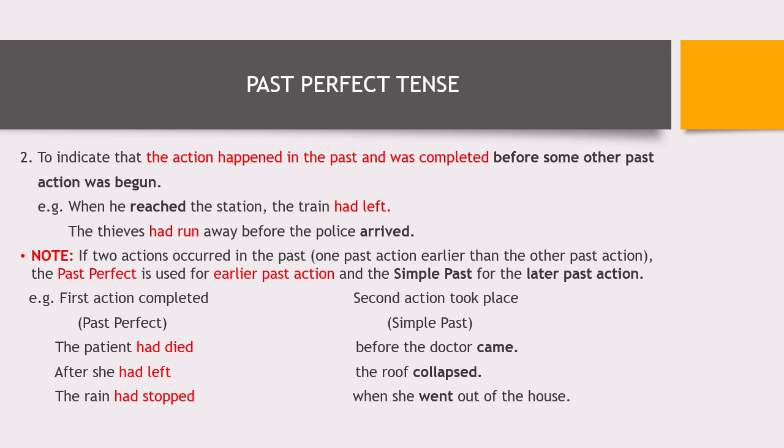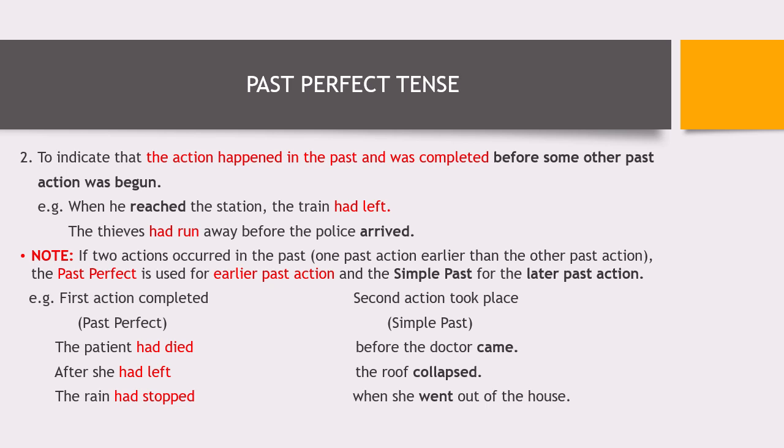For example, 1. The patient had died before the doctor came. Here, the patient had died is the first action completed, and hence, the past perfect is used. Before the doctor came is the second action that took place, and hence, the simple past is used. 2. After she had left, the roof collapsed. Here, after she had left is the first action completed, and hence, the past perfect is used. The roof collapsed is the second action that took place, and hence, the simple past is used.